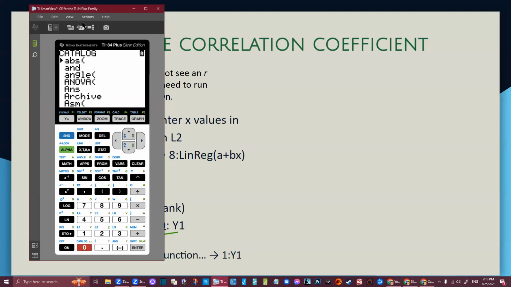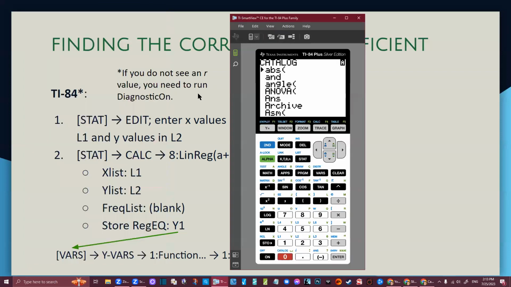And that opens up the catalog of all the function calls in your calculator. I want a function called diagnostic on. It starts with a D. So I'm going to find the button that has a blue D above it, or in this case, a green D. And that's right above the X to the -1 button. So I'm going to push that. And you can see it takes me to the D list. And then I'm going to scroll down until I see diagnostic on.